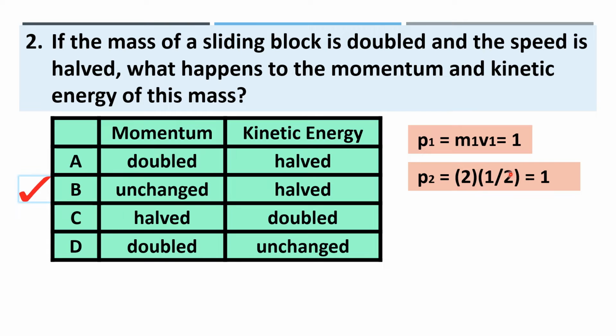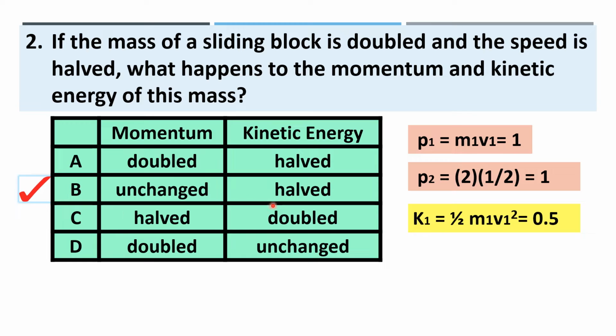Multiplying these two, mass and speed, to get the new momentum, you will notice that the new momentum P2 is just equal to 1 unit. What's the original momentum? It's also 1 unit. So we say that the momentum has not changed at all. It is unchanged. Now, how about the kinetic energy?